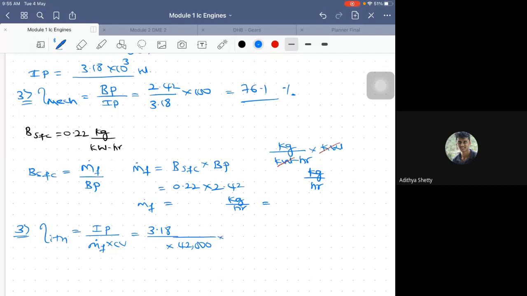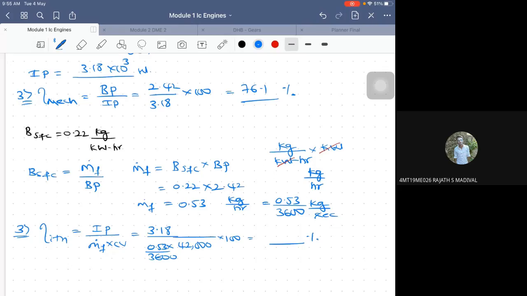Give me the mass flow rate. 0.53. So 0.53 is the mass flow rate, isn't it? And I have to convert it into kgs per second. So 0.53 divided by 3600. Now the unit of mass flow rate is kgs per second. Use the same thing over there. 0.53, this whole divided by 3600, to calculate your indicated thermal.